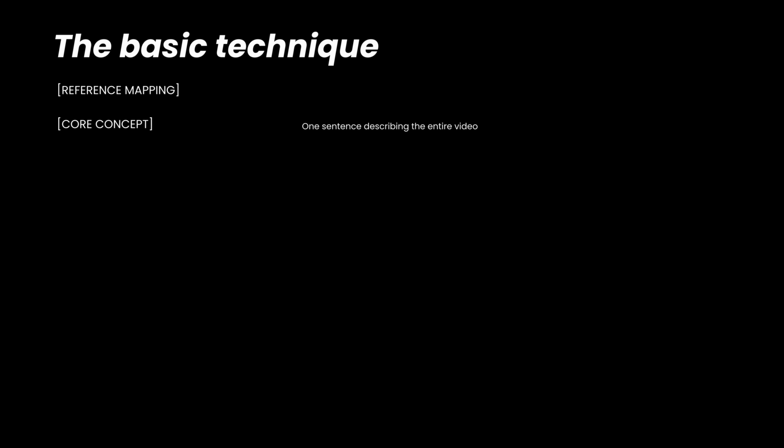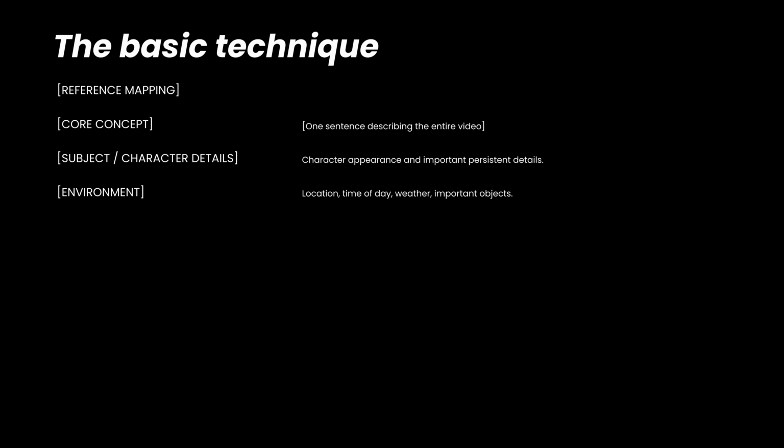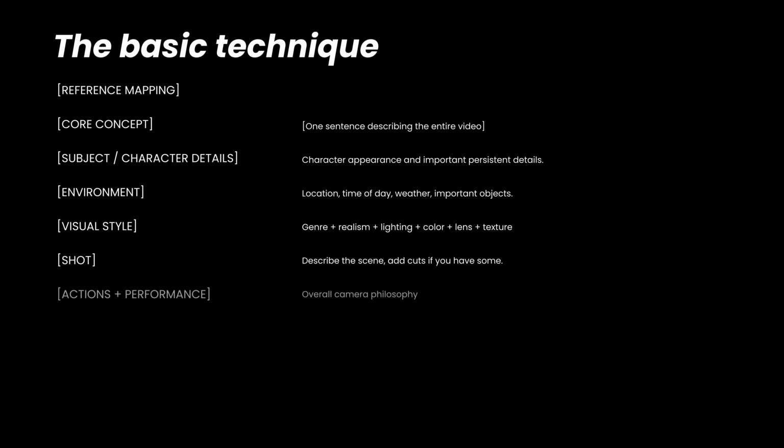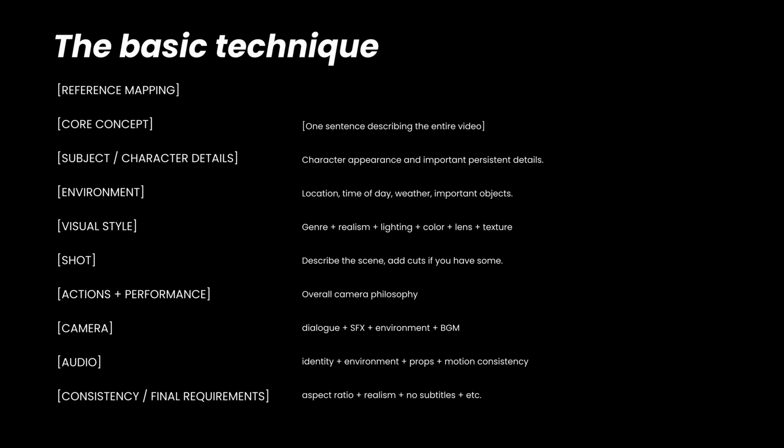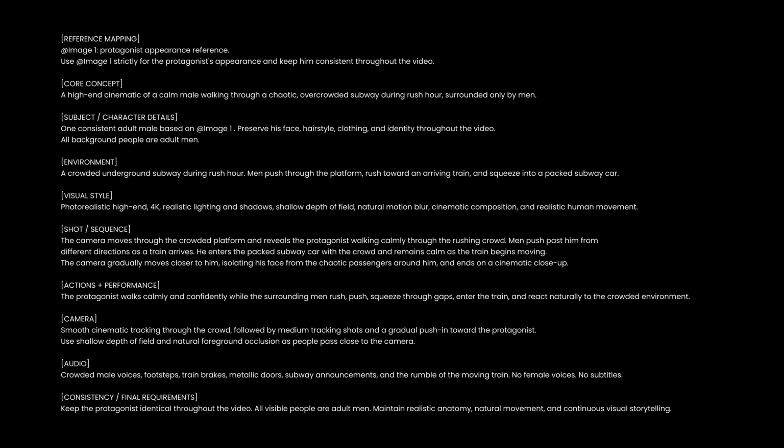Next, you need to write the core concept of the video. It should be like one sentence describing the entire video. After that, we just describe how the video should be like. And when you do that, you do it as a director of a movie scene. You give it information about the subject, the environment, the visual style, the shots, if there are any cuts you mention them, the actions, the camera, the audio, the consistency, and the final rules. This is what a good prompt should look like. So let's put this into action and see how it looks like.